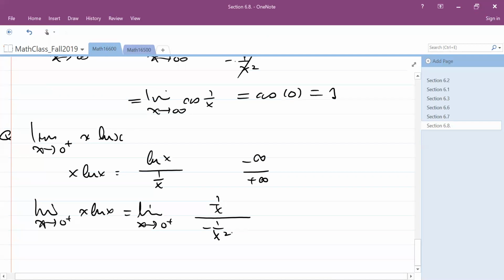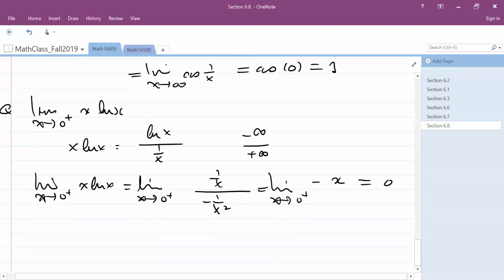So you have to simplify it: 1 over x divided by negative 1 over x squared. The limit, after you simplify, is going to be just negative x. It is a very simple form after you simplify it. So now the limit clearly is going to be 0. So that's the answer. You only need to apply L'Hopital's theorem once here.